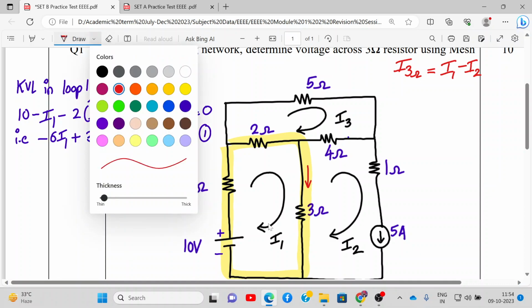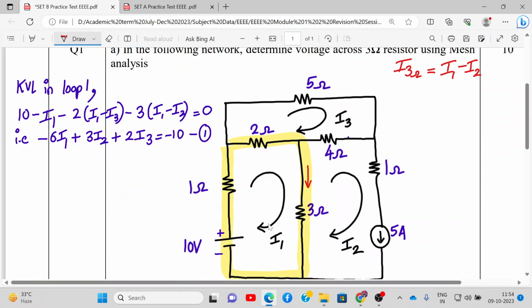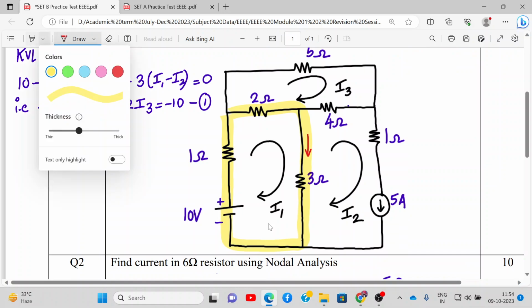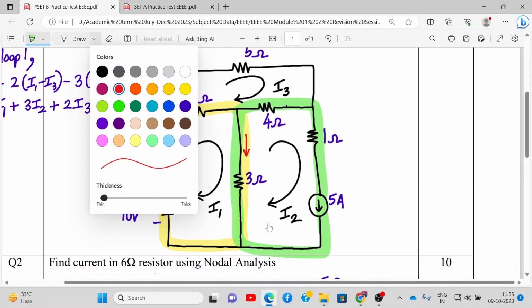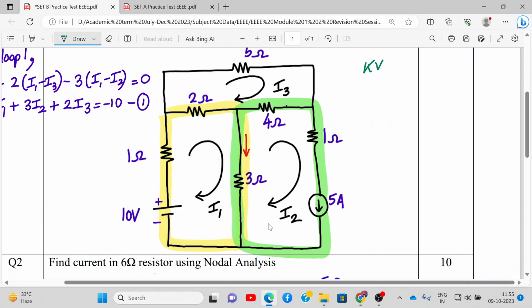Now we apply KVL to the next loop, that is loop number 2. Let me highlight loop number 2 in green color. This is my loop number 2. So I'll apply KVL over here, KVL to loop 2. Alright. If you see carefully, even if you apply KVL in loop number 2, there is a current source. Whenever there is a current source, your I2 will be directly equal to 5 amperes.